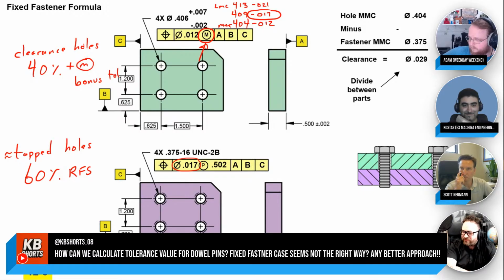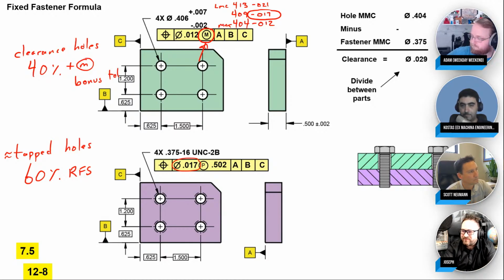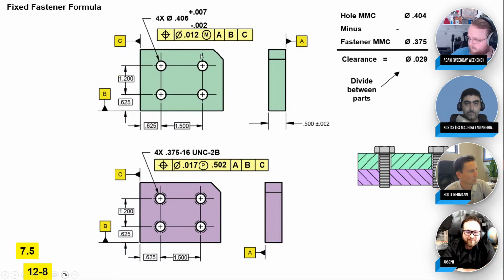We had a question that came in. How can we calculate tolerance value for dowel pins? Fixed fasteners case seems not the right way. Is there any better approach? Dowel pins is a fixed fastener: smallest hole, biggest pin. Yeah, same idea, like how much room you've got between your bolt and the hole. The amount of clearance that you've designed in is the geometric error that can occur, and that's either going to be position or perpendicularity, and really the combination of both when you do position. The clearance you have between worst cases is what you can give away as that extra position and perpendicularity. Fantastic. Yeah, that's the fixed fastener formula.